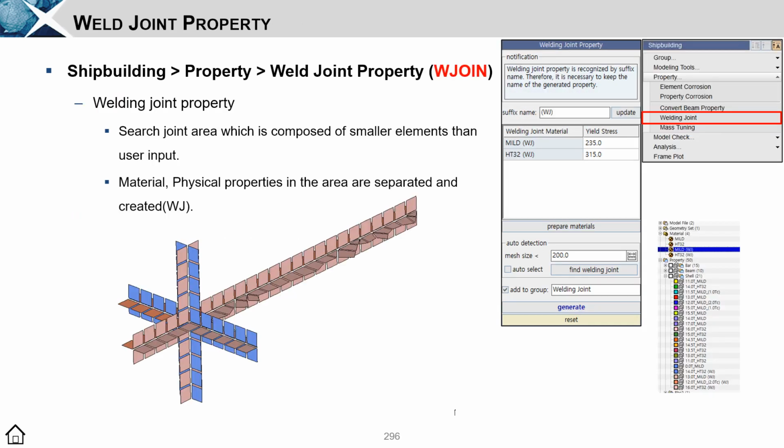The welding point property command automatically searches for a joint part consisting of elements smaller than the mesh size entered and creates separate physical properties for that part.